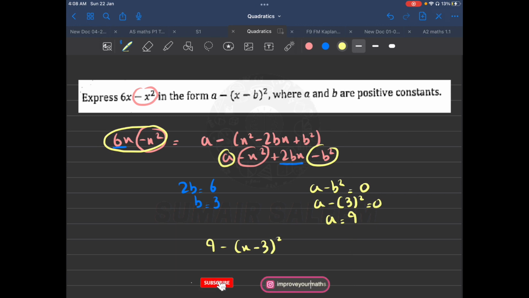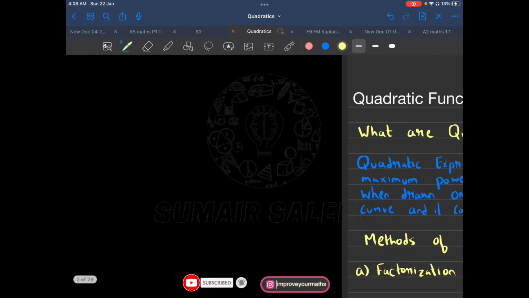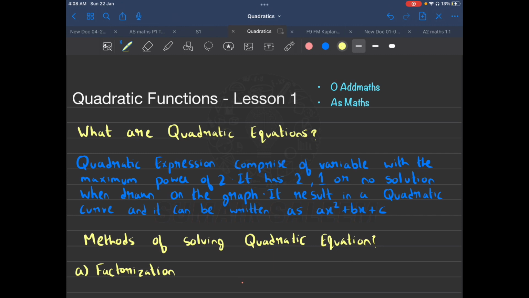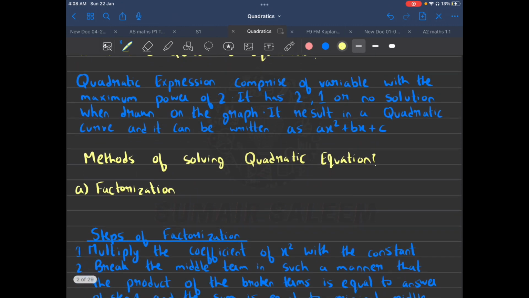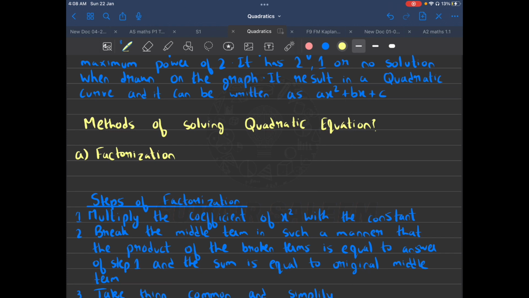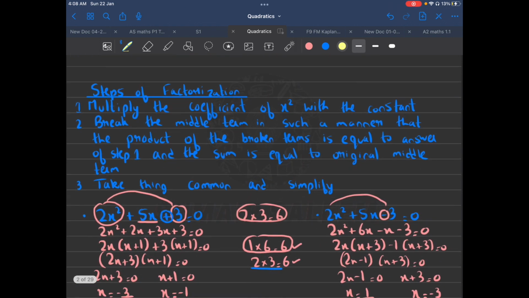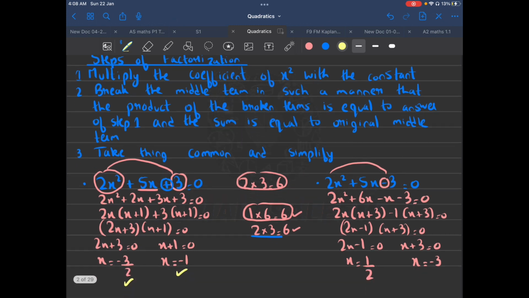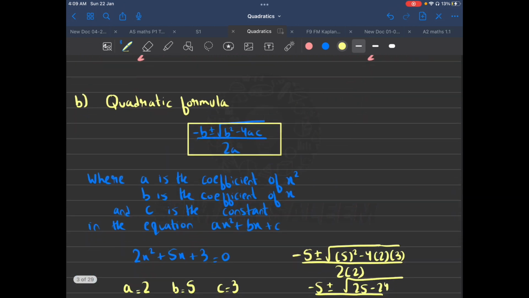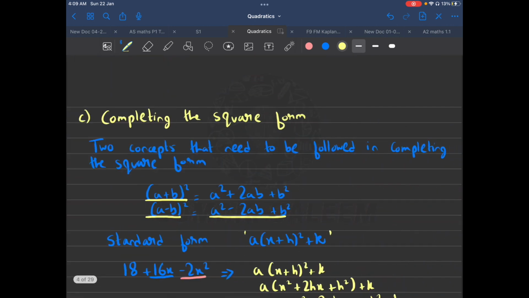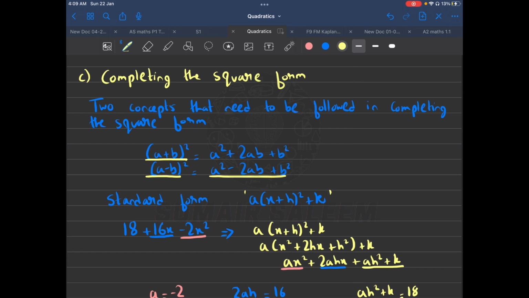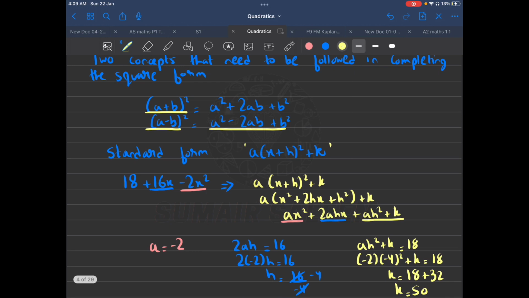So far, what are we clear with? We started this chapter with what are quadratic equations. Then I discussed methods of solving quadratic equations, in which the first method was factorization. I showed you 4 examples of it to clear all the confusions students can get into. Then I explained the quadratic formula, and then I taught you the completing the square form. If the question has given their form, you'll expand that. But if the question has not given their form, just use this standard form. Got this?